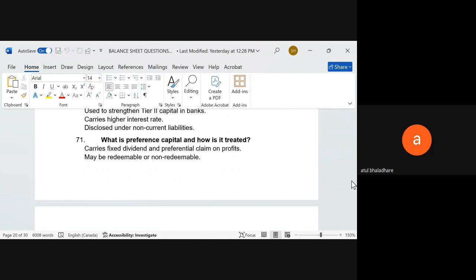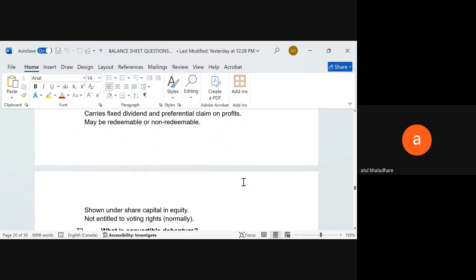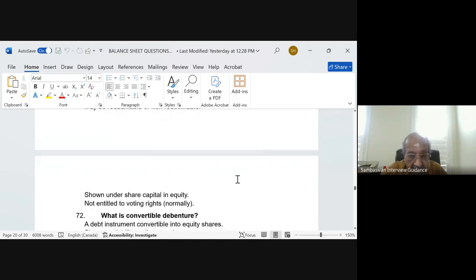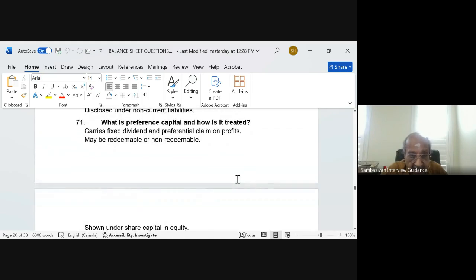71. What is preference capital and how is it created? Carries fixed dividend and preferential claim on profit. May be redeemable or non-redeemable. Shown under share capital in equity. Not entitled to voting rights normally. No voting rights. Only equity shareholders are eligible for voting rights.